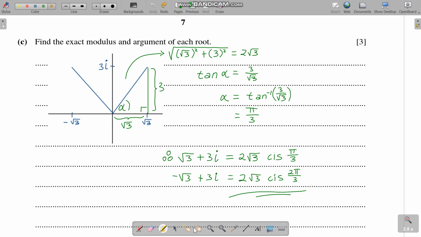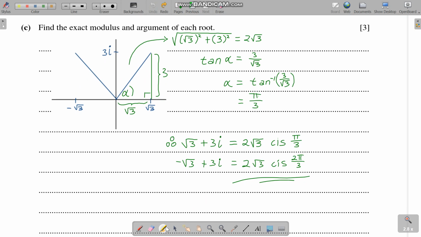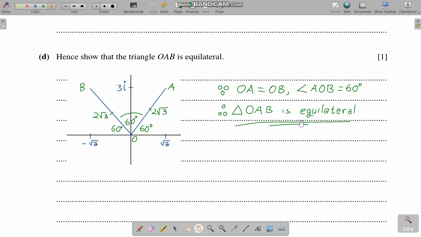Okay, so the modulus, the argument, the modulus, the argument. Cis means cos plus i sine, by the way.